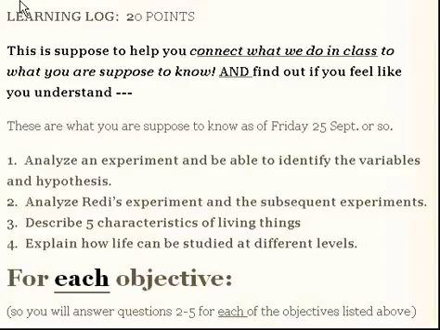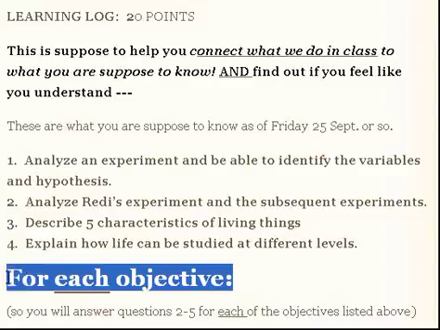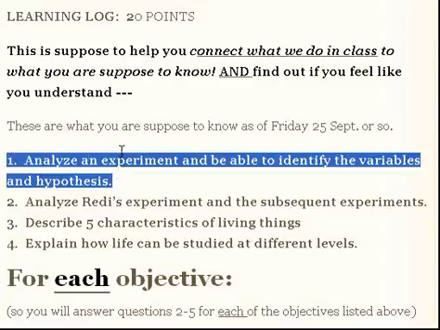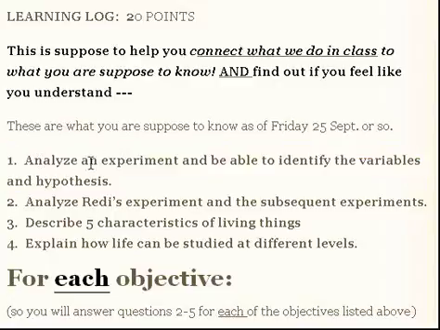So here's how it works. These are 4 objectives that I want you to look at, and for each objective we're going to answer some questions or reflect back. The purpose of this is so we can connect what we do in class to what you're supposed to know, and then find out how you feel like you understood that stuff, whatever that is. So here specifically is the first objective that we've looked at, and it's to analyze an experiment and be able to identify the variables.